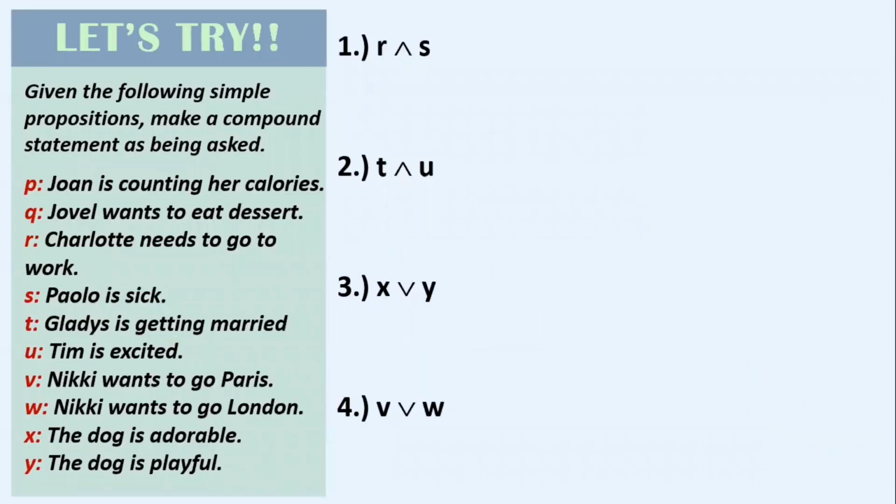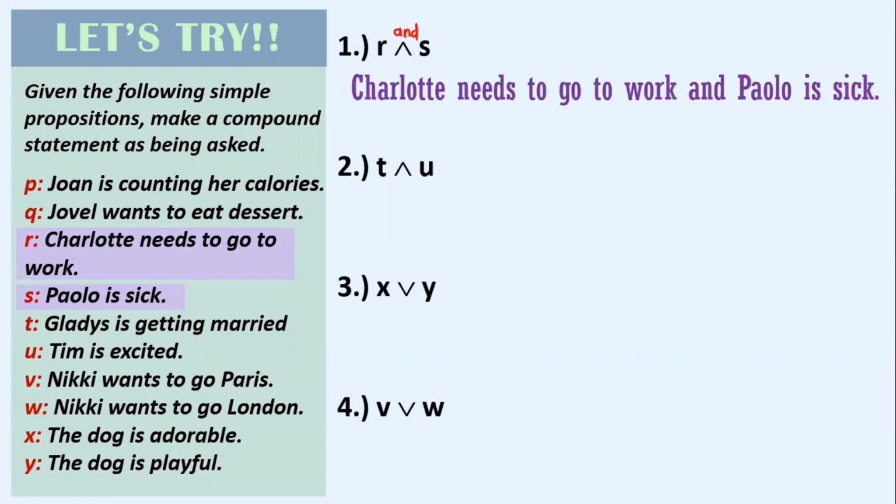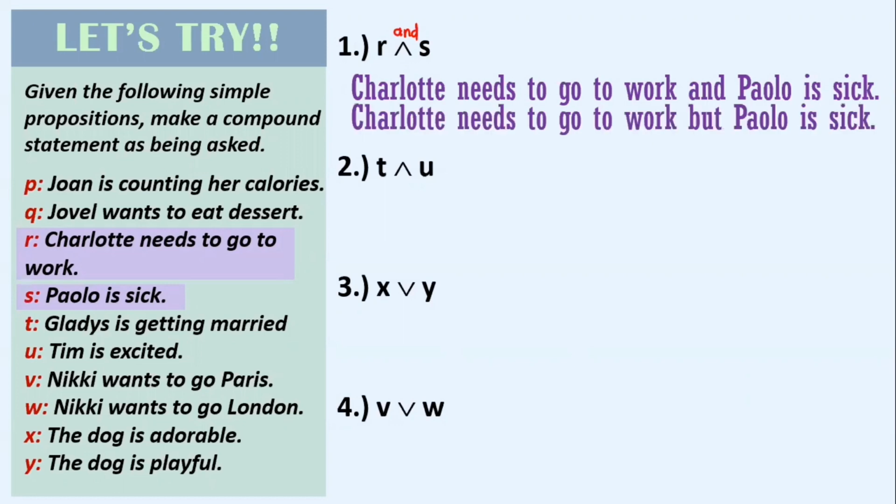Given the following simple propositions, make a compound statement as being asked. We have P, Q, R, S, T, U, V, W, X, Y, Z. Number one: R and S. When the symbol is an inverted V, it means "and," or conjunction. So the operator we use here is "and." We take R and S: Charlotte needs to go to work and Paolo is sick. Or we can say, Charlotte needs to go to work but Paolo is sick. So we can use "and" or "but."